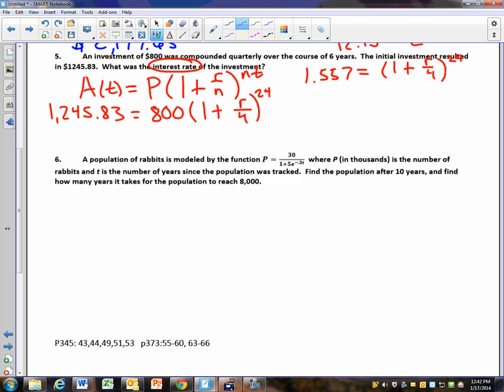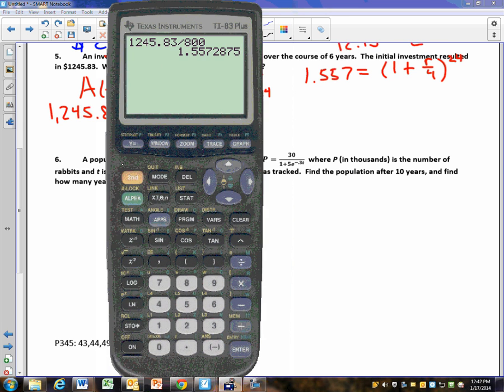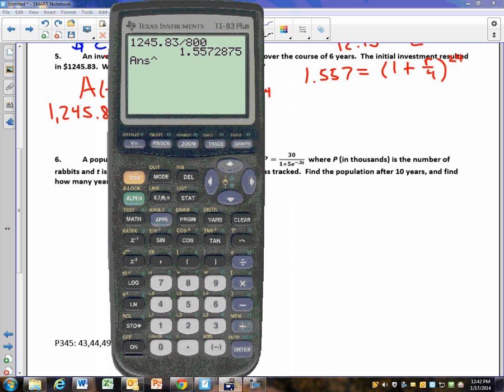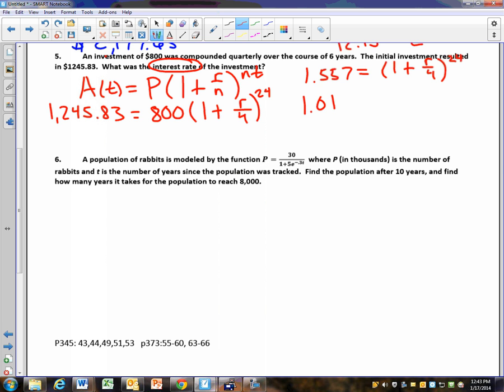Cube root both sides. So you're gonna find the 24th root. You're gonna take both sides to the 1/24th power. So we need to 24th root both sides. So we're going to take our answer to the parentheses 1 divided by 24 power. That's what gets rid of that 24th power up there. And when we do that, we get 1.0186 is equal to 1 plus r over 4.